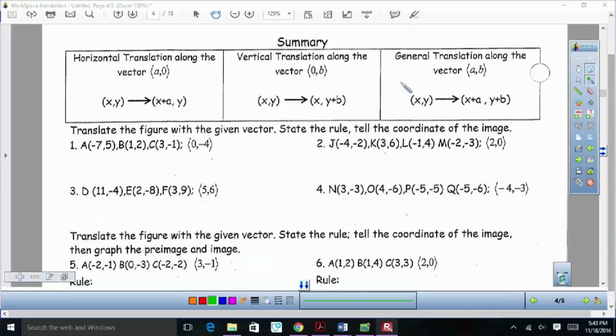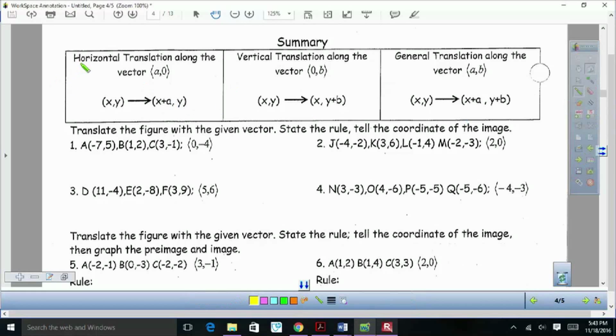So on the back of your notes, here's the summary. If you have a horizontal change, your x will change, your y will stay the same. Vertical translation, x stays the same, y changes, and then just a general translation, both can change. So let's look at coordinates and see if we can translate them.